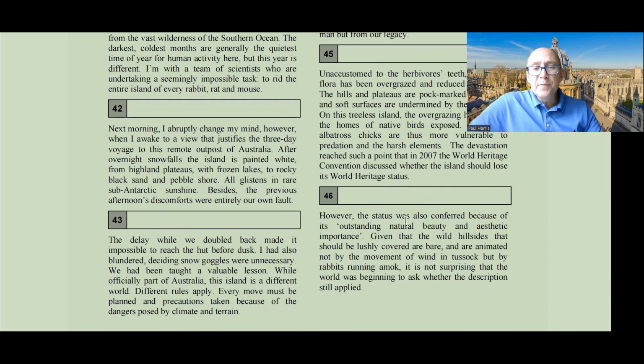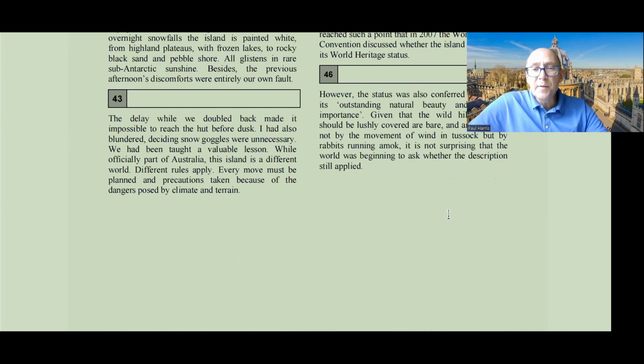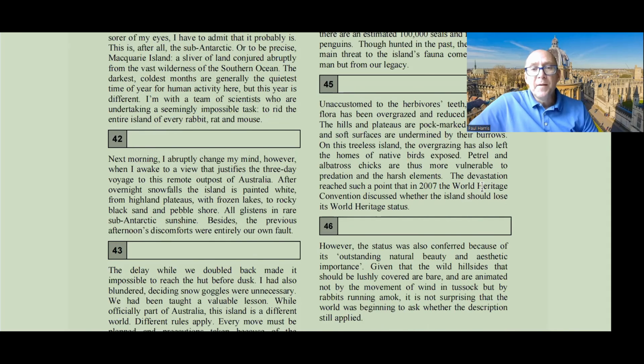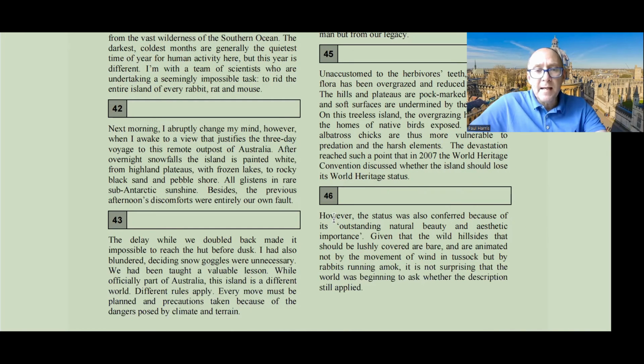Okay, and then in 46, we're only left with two possibilities. We know it's either E or G. Okay, so let's see if we can figure out the last question here. What did we get to here? On this treeless island, the overgrazing has also left the homes of native birds exposed. Petrel and albatross chicks are thus more vulnerable to predation and the harsh elements. The devastation reached such a point that in 2007, the World Heritage Convention discussed whether the island should lose its World Heritage status. Okay, so we've got problems to the wildlife here. Okay, then it says, however, the status was also conferred because of its outstanding natural beauty and aesthetic importance.